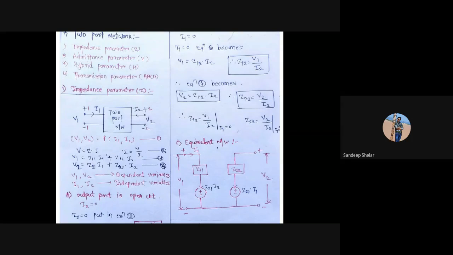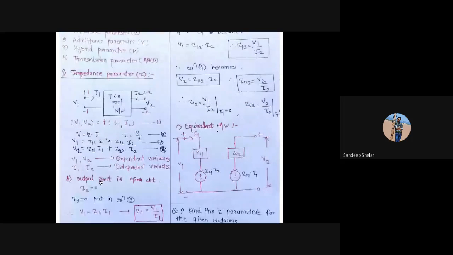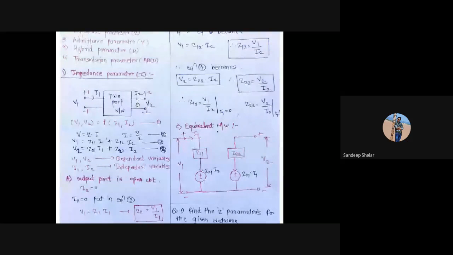Now the impedance parameter consists of two conditions. The first condition is the output port open circuit and the second condition is the input port open circuit. In an open circuit the current becomes 0, and in a short circuit the voltage becomes 0. First, the output port is open circuit. At that instant the current I2 becomes 0 due to the open circuit condition.